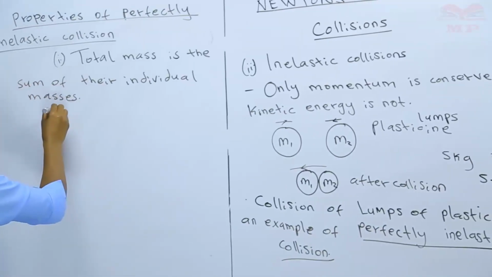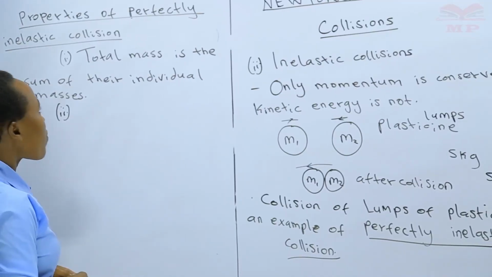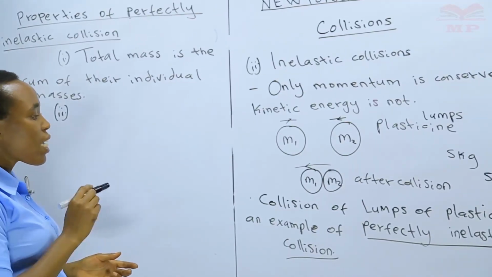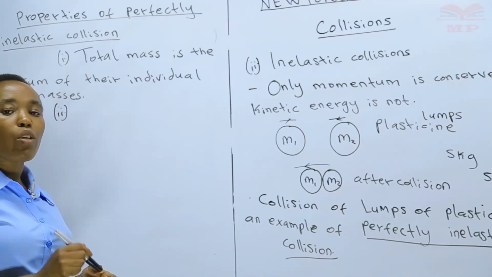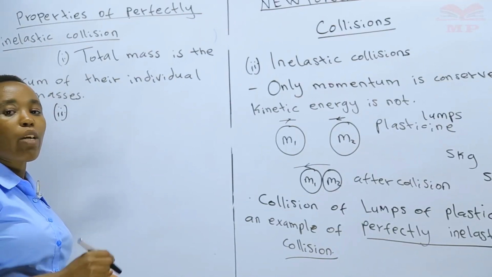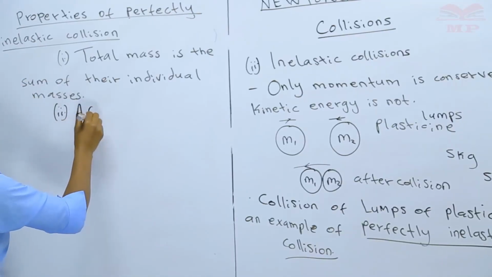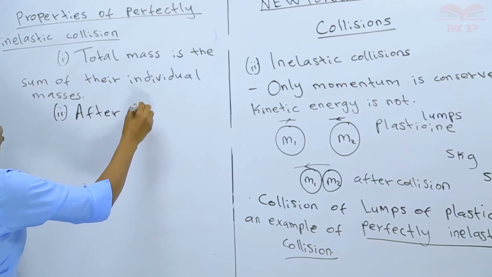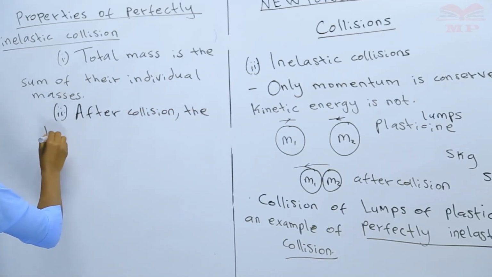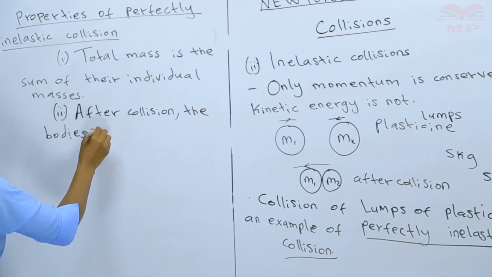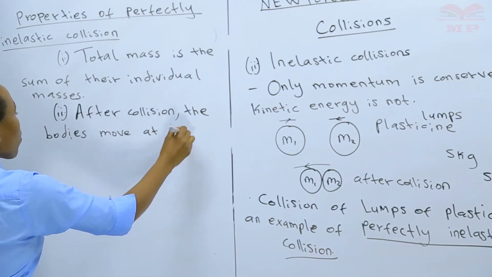Then number 2, something else that will tell you that the collision is perfectly inelastic is that after collision, the bodies will move in one direction and they will have a common velocity. After collision, the bodies move at a common velocity.